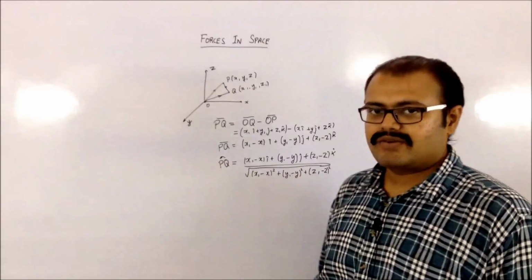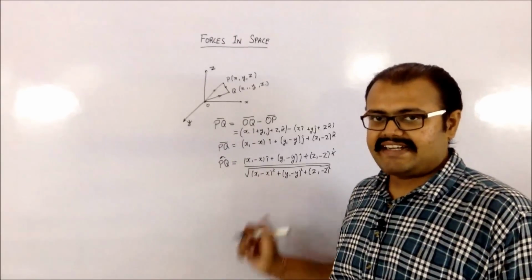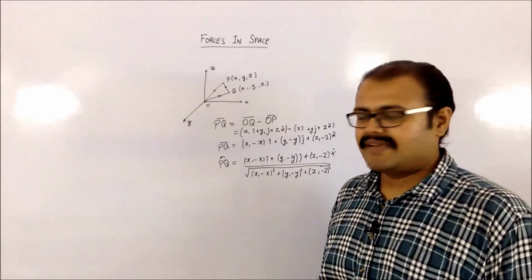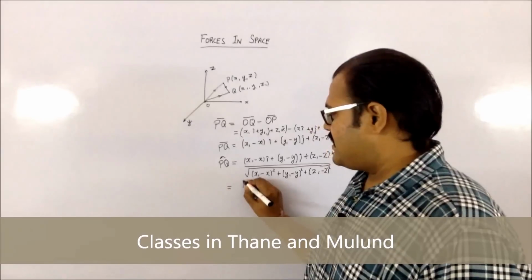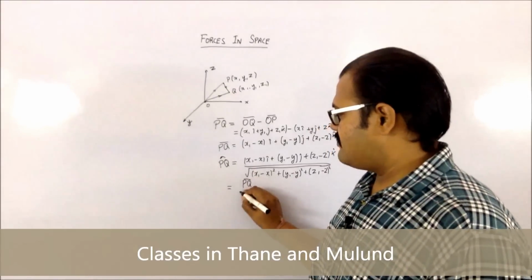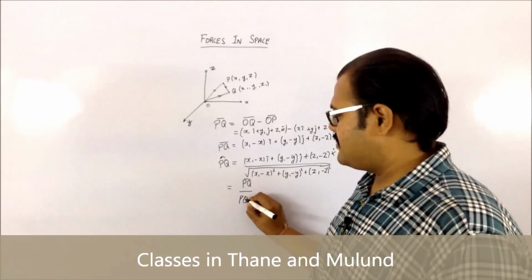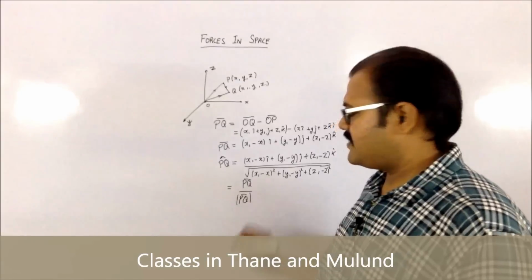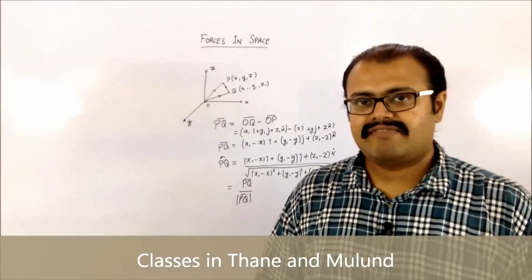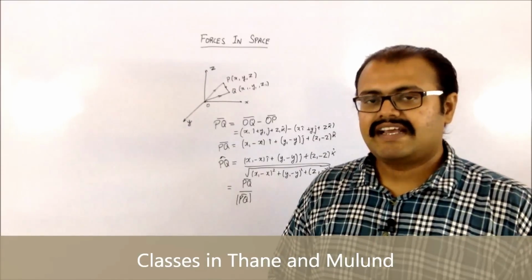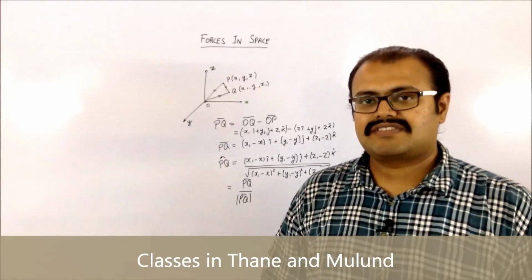So you are just taking the coefficients of i, j and k, squaring them, adding them and finding the root of it. So it can be denoted by PQ bar divided by the magnitude of the vector along PQ. So once you know this particular thing, we can move forward with how to find various forces in space.